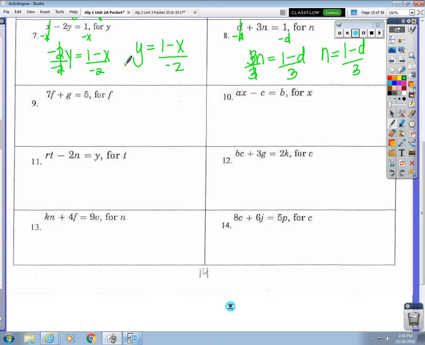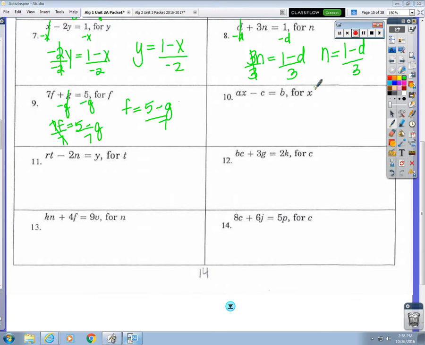Number 9, to solve for f, what needs to move away from f first? 7 is closer. G can sneak away by subtracting away. So now 7f equals 5 minus g. And now to solve for f, what do you do? Divide by 7. So f equals, right. Okay, why don't you go ahead and try 10 through 14.